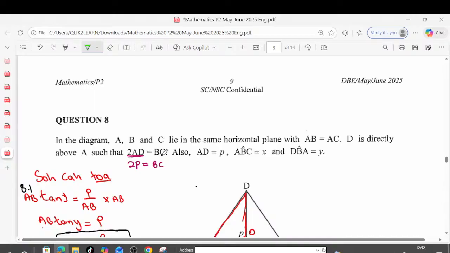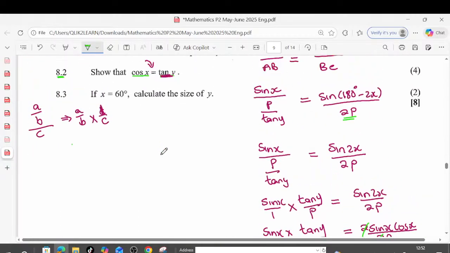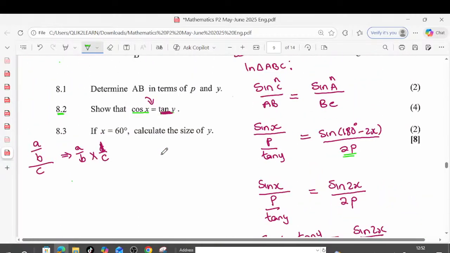But it's fine. Let's see what we have on the next question. 8.3. I don't know if there's another method that we can use to do this. I don't know. I don't want to lie. But look at this 8.3. They say that if x is 60, calculate the size of y. I'm just going to work on it down here.